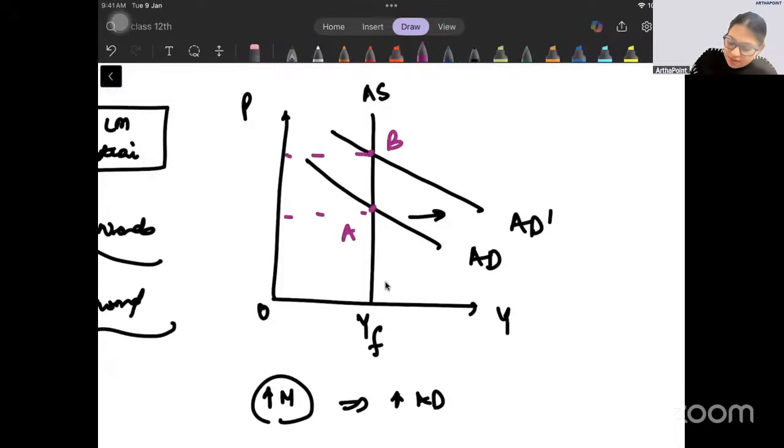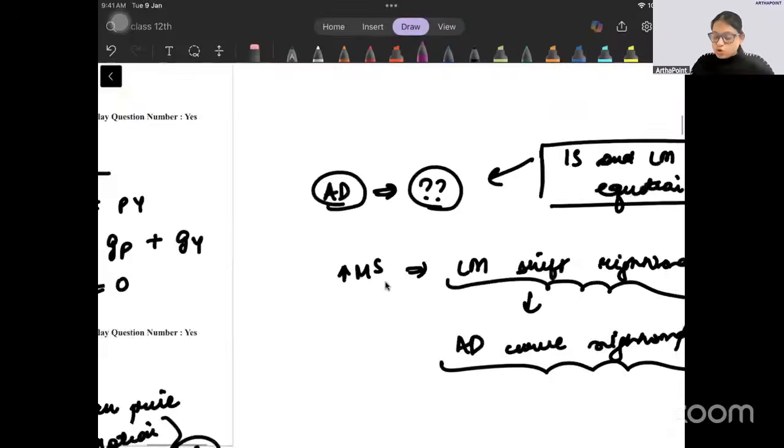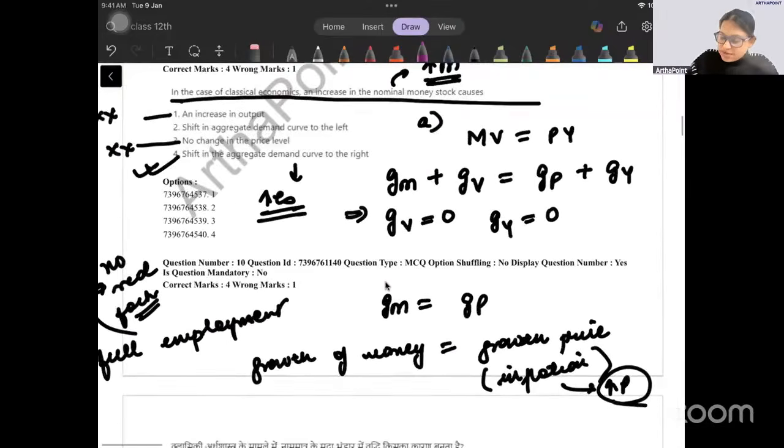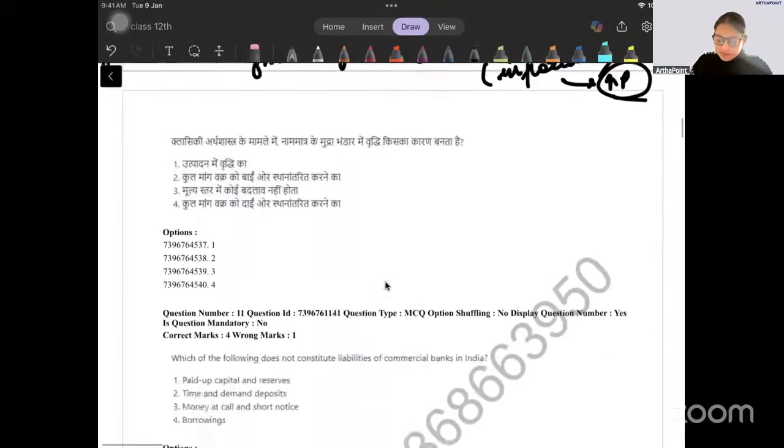तो माने there will be increase in price. And price उतने से ही increase होगा. Price will increase by the same amount as the increase in the money. तभी तो neutrality of money आएगा. So both of them will change by the same amount. The growth rate of money and the growth rate of price will be equal. ठीक है? Okay. Come to the next question.